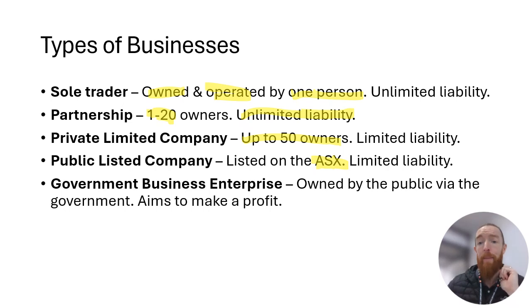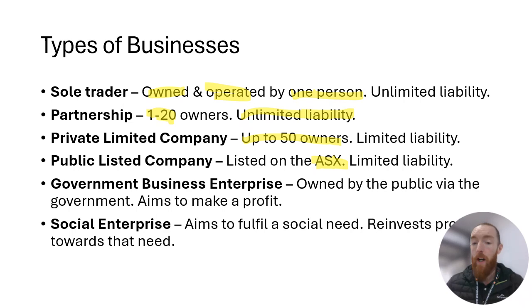Then we have our fifth type, which is government business enterprise. This is where they are owned by the public via the government. They aim to make a profit, and they often provide services that the public needs. So they kind of satisfy a social need without being a social enterprise. It also makes it easier for them to gain funding because the government gives them that money via taxpayers. And then finally, we've got a social enterprise, which aims to fulfill a social need. Although they do aim to make a profit, that profit gets reinvested towards that need to make sure that they're doing the most they can to benefit society.